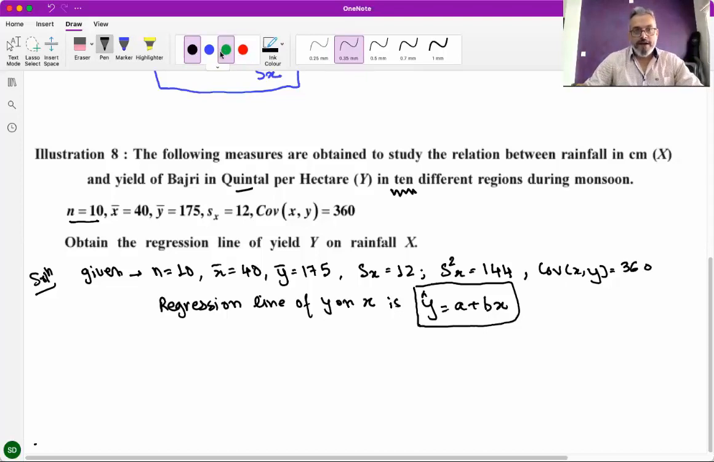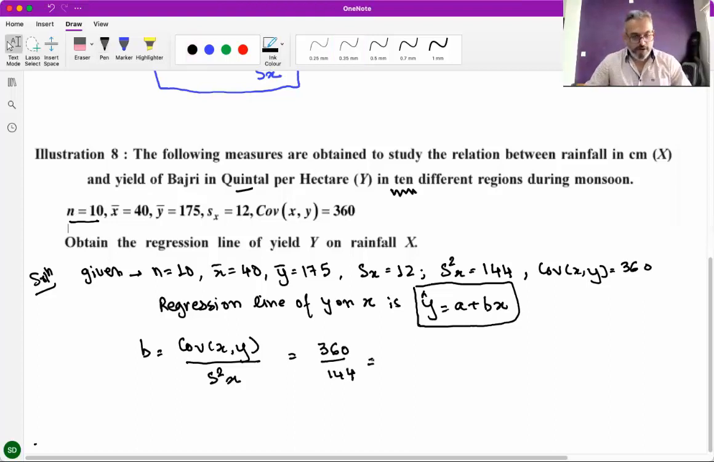Now we have to find a and we have to find b. First we always find b. So b is equal to covariance, we already know. So we just write the formula: covariance x comma y upon, not standard deviation of x, but variance of x, which is s square x, which is equal to 360 upon 144, which is equal to 2.5. Therefore, b is equal to 2.5.